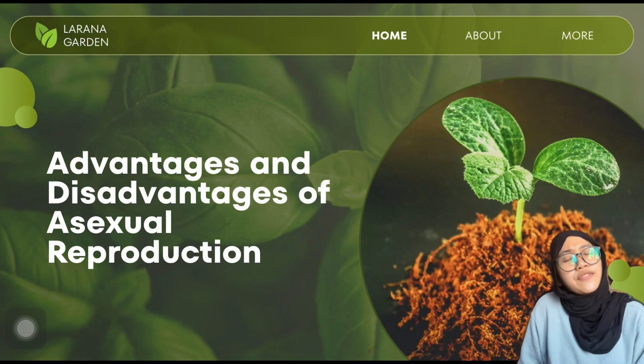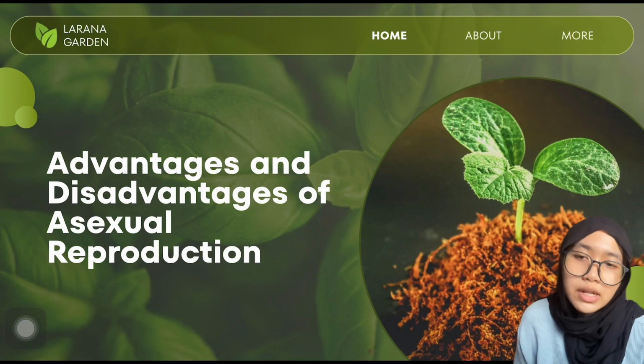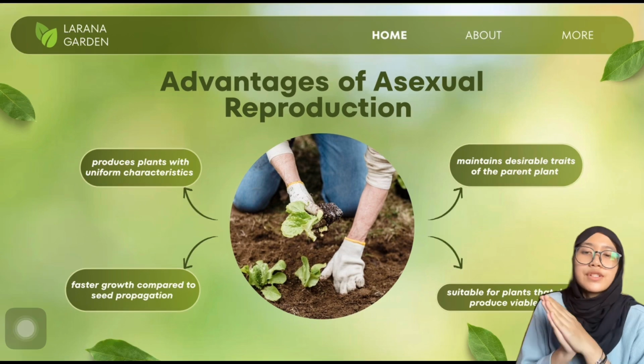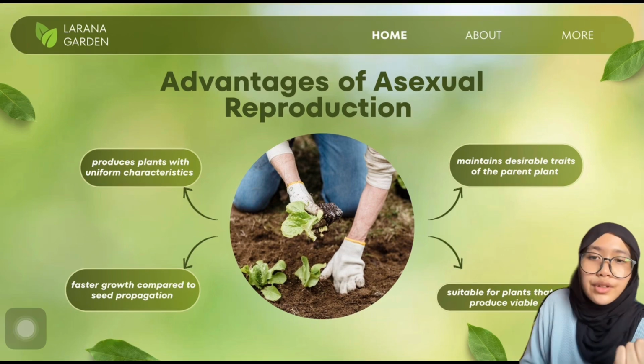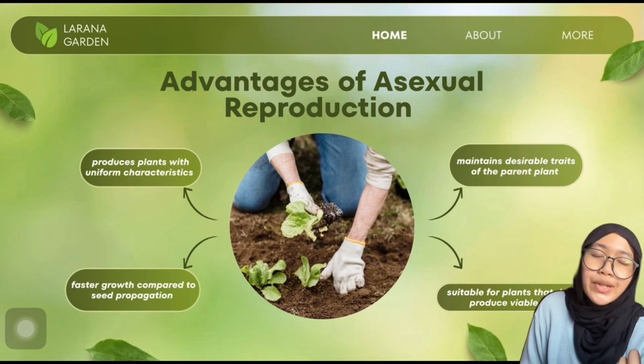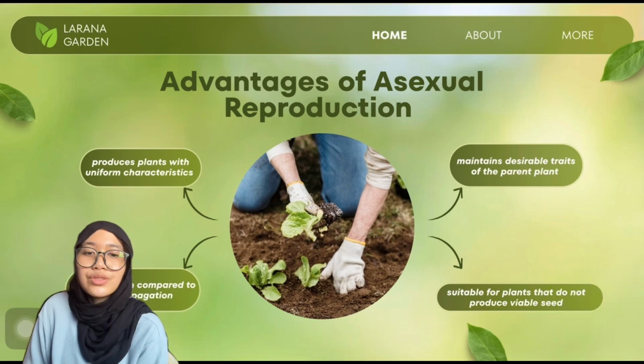So next, we have the advantages and disadvantages of asexual reproduction. So we're going on to the advantages of asexual reproduction first. Firstly, it produces plants with uniform characteristics. Second, it maintains desirable traits of the parent plant. Third, faster growth compared to seed propagation. And lastly, suitable for plants that do not produce viable seed.